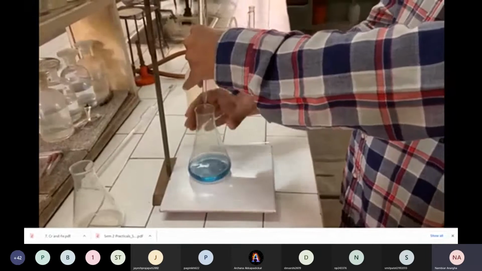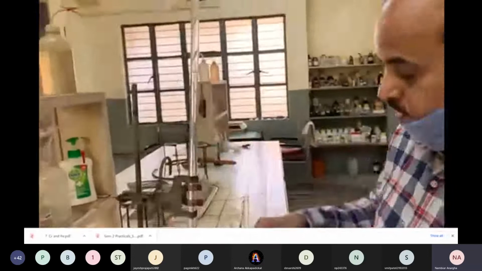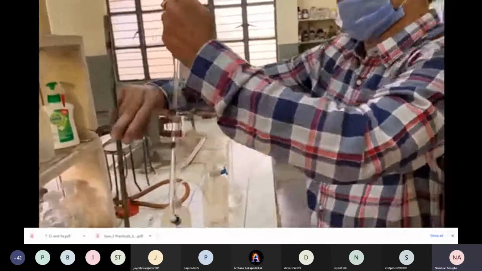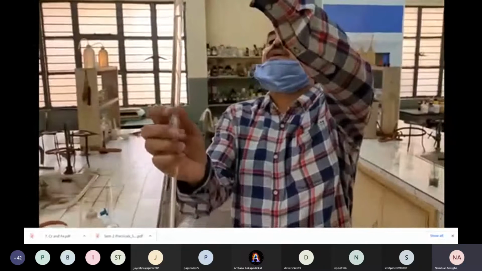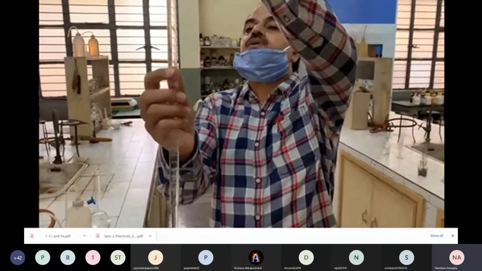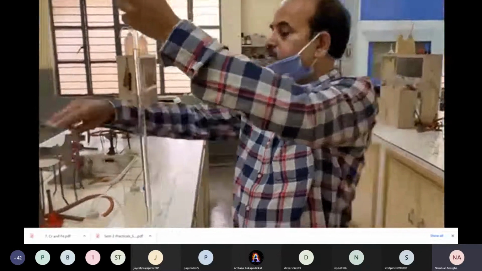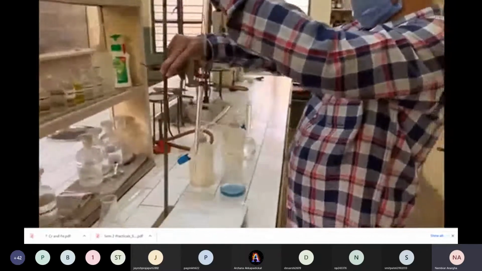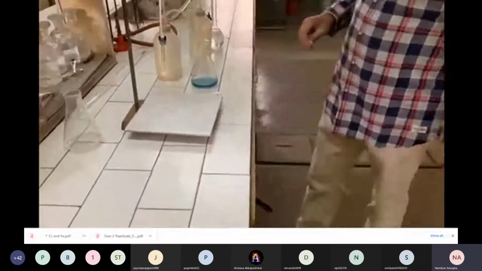You can see the wine red solution has changed into blue. Now this is the end point. Okay. Now record the burette reading. It is something like 20.2, 20.6, sorry, 20.6. So record this burette reading and I will tell you about the calculation later on. Okay.